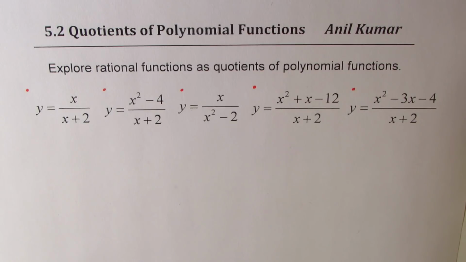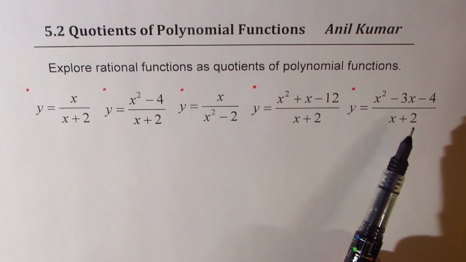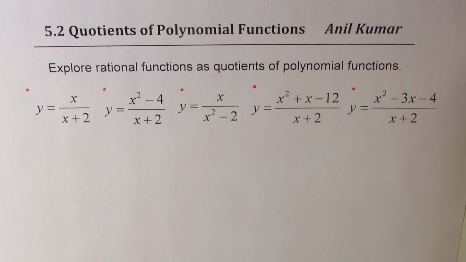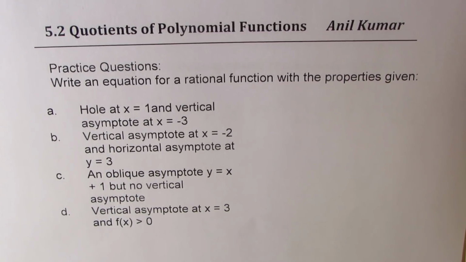In 5.2, we'll learn about quotients of polynomial functions. Now that is how rational functions are defined. To look into the characteristics of these functions and to see how to sketch them, we'll take these 5 examples. Once we understand them, we'll understand most of the concepts related to rational functions, which are defined as quotients of polynomials. After that, we'll take a few questions on sketching graphs from given conditions.